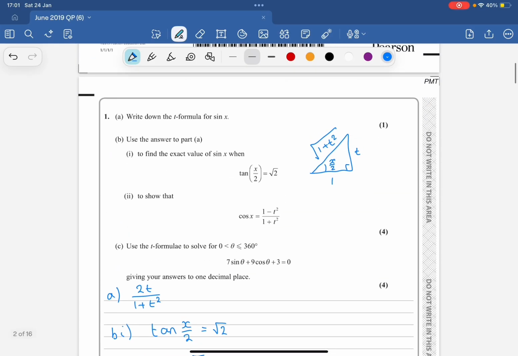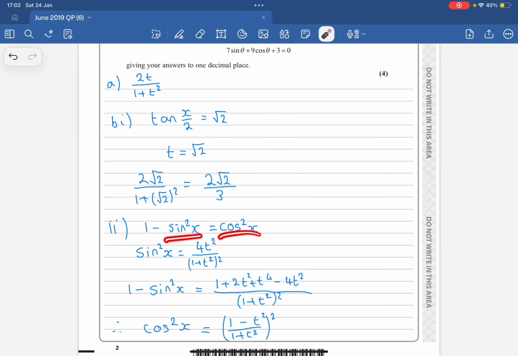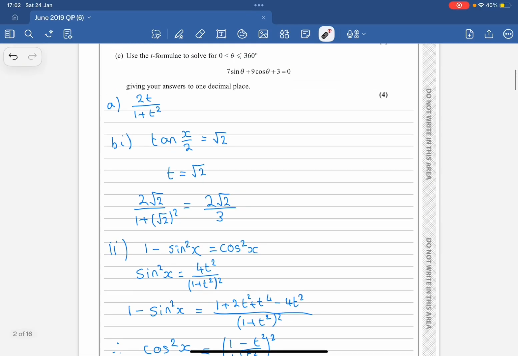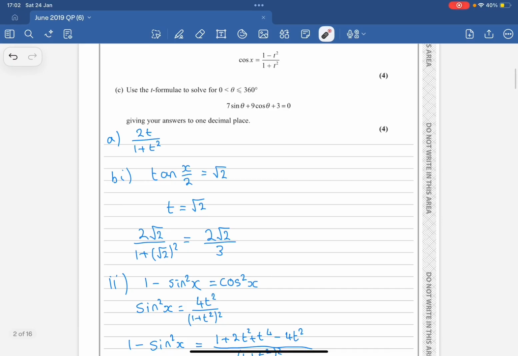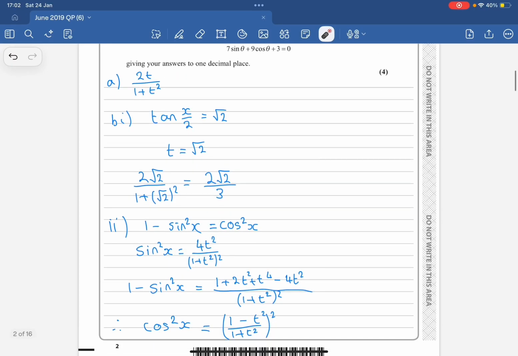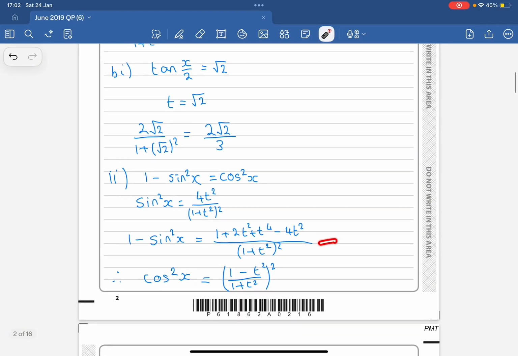Cool. Part B(ii) asks us to show that cos x is this. So we know the identity that cos squared x plus sin squared x equals 1, so 1 minus sin squared x is cos squared x. We can use that when we already know what sin squared x is. Sin x is going to be 2t over 1 plus t squared, so we can just square that to get this. Doing 1 minus that, we get this.